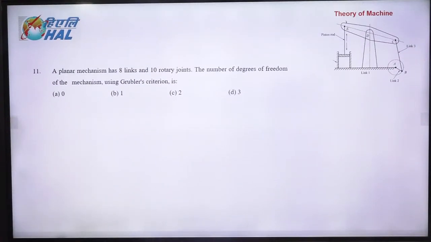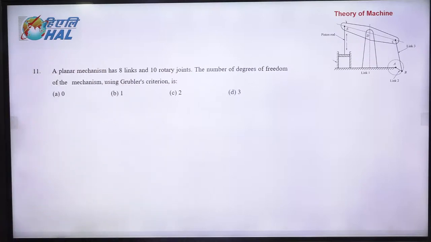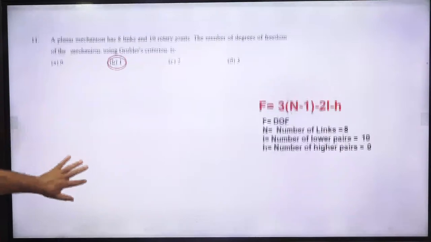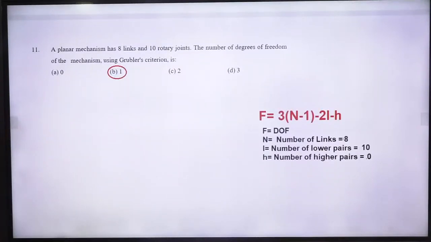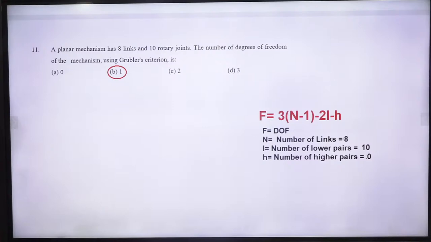Number of degrees of freedom using Grubler's criteria. Yes, calculate and tell me what is the number of degrees of freedom as per this criteria. Put that in the formula and tell me what value is coming. Okay, so put these values and you get the degree of freedom equal to 1. Yes. So for planar mechanisms, this is a very, very common formula. Many exams ask this formula.